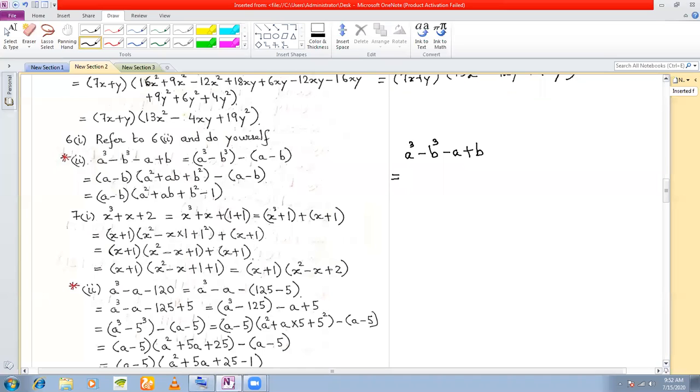Okay. Now see, you know that a cube minus b cube. Once you see this expression, this is the first thing that should come to your mind. A cube minus b cube is a minus b into a square plus ab plus b square. So clearly these two terms can be written in this way, right? But the problem is with these two.